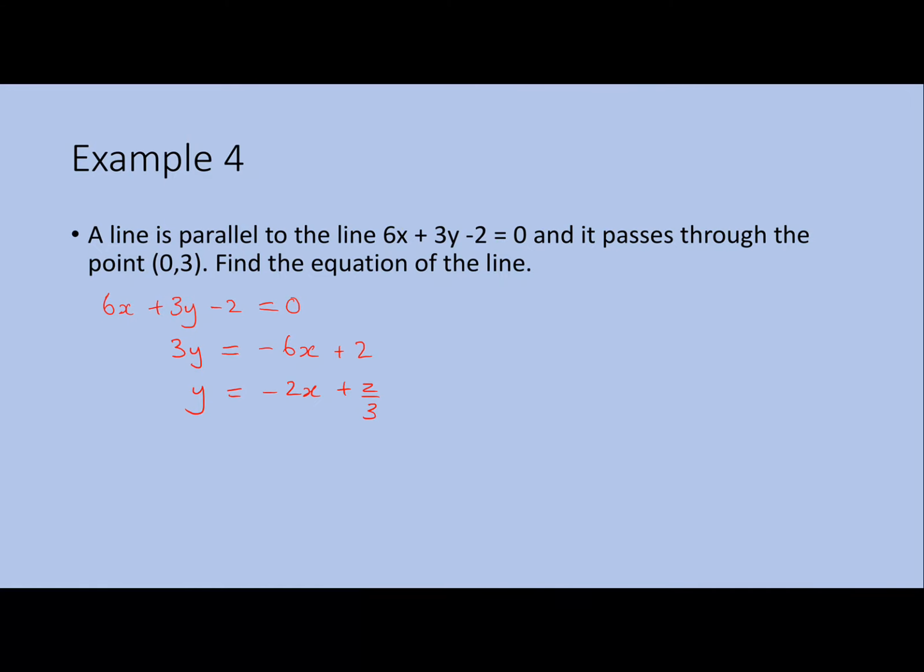So now we've got y equals negative 2x, but we don't know what the intercept is at this stage, so let's just call it c for now, and see if we can use this extra bit of information in the question that the line passes through the point 0, 3. What that means is when x equals 0, y equals 3.